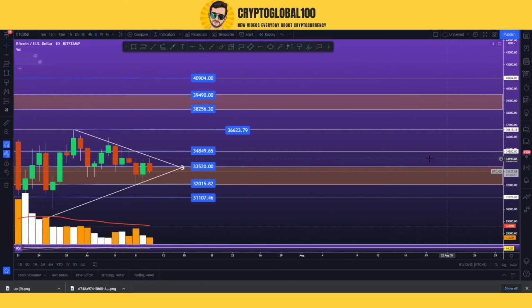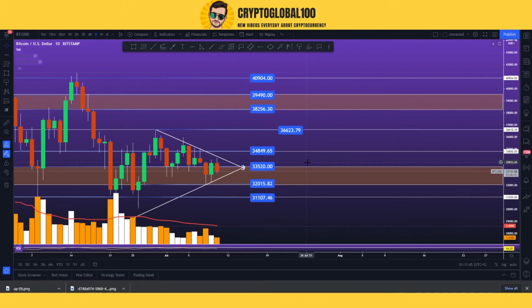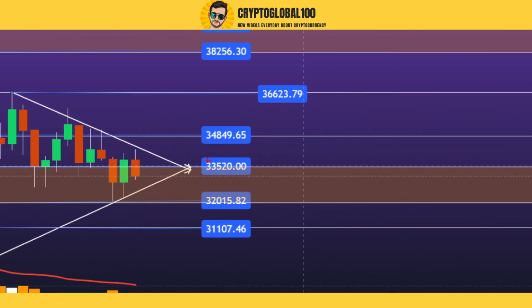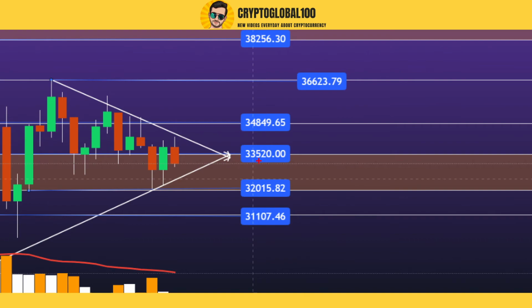If I zoom out a bit, what do you see? If the candles are below these price levels, then this would be resistance. If candles are above these price points, then these would be support levels. Right now, this candle at 33,520 is in formation, and it is below 33,520. So what would be our next support?